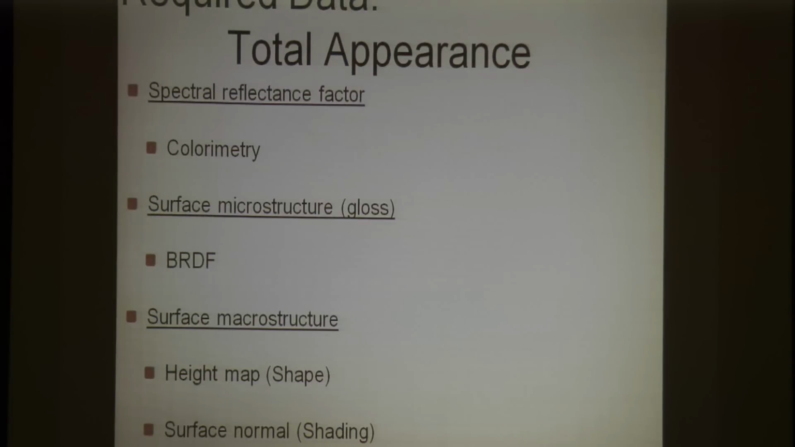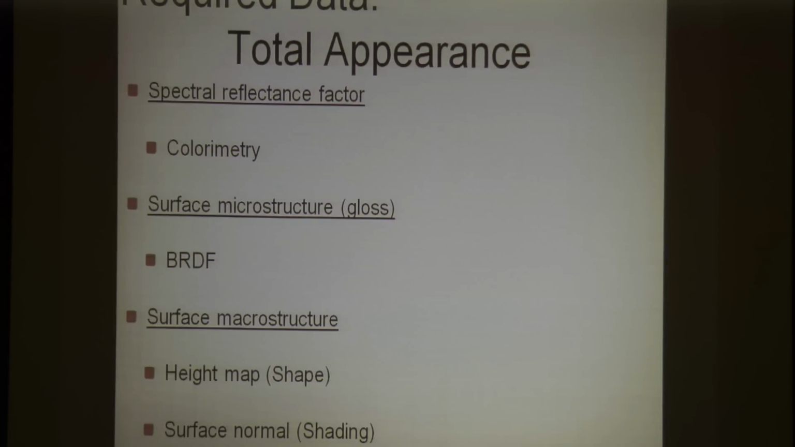So this is the idea of total appearance imaging, and to do this, you have three main areas of information that have to be captured. The first is spectral data, which can then be used to define color. Then there's the surface microstructure, which we can think about as gloss. And typically what's measured here is the bidirectional reflectance distribution function, or BRDF. So this is giving you information about how an object is glossy or not glossy as a function of view angle.